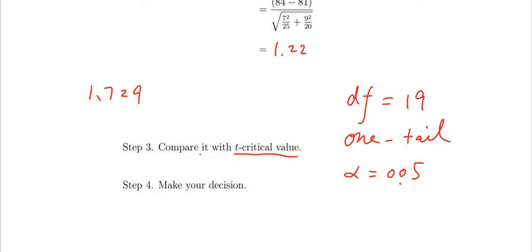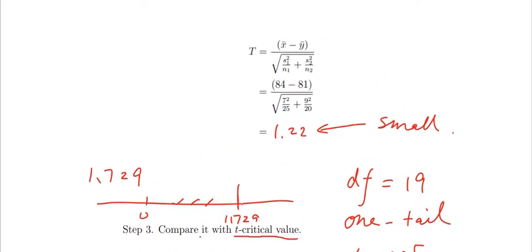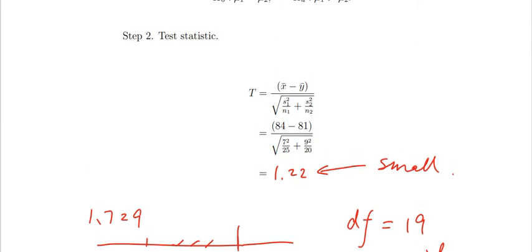So we can say 1.22 is small, right? This critical point we just check from the table, 1.729. So 1.22 is a small number. A small number means the difference is not so big.